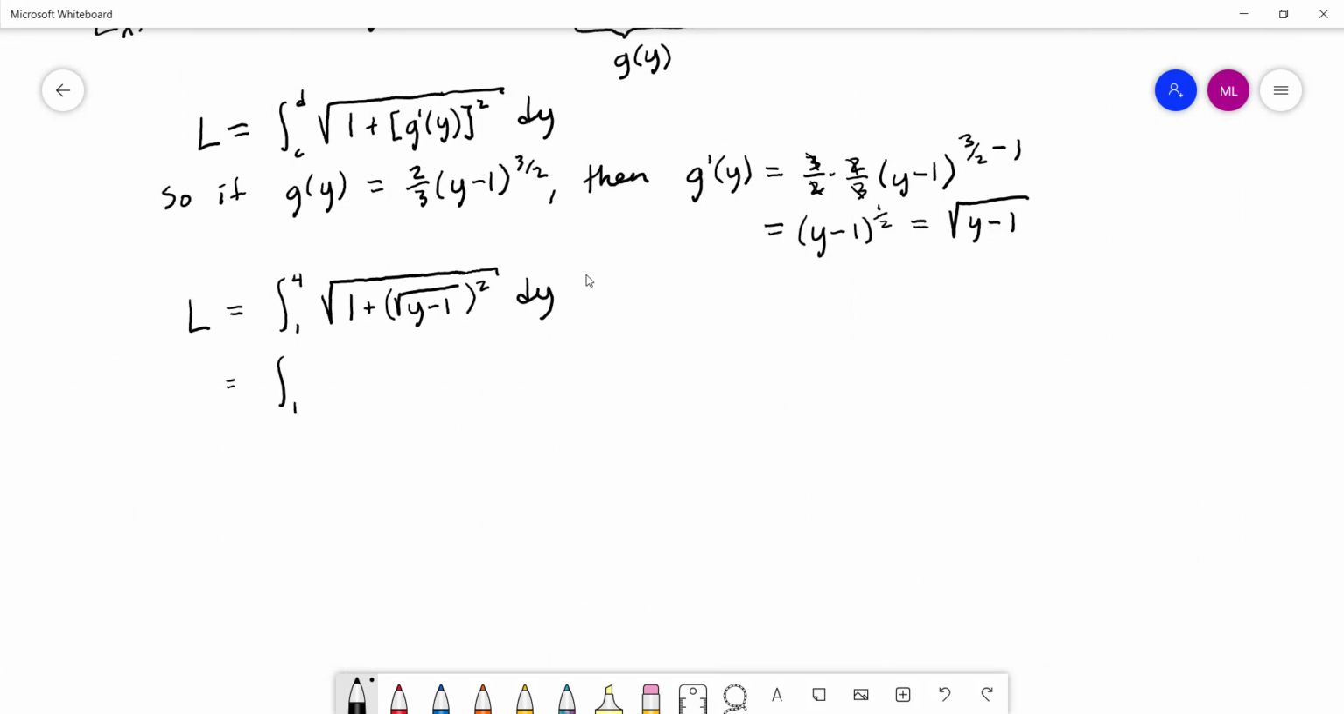I will have the integral from 1 to 4 times the square root of 1 plus, again, after I've squared that square root, I'll just have y minus 1 dy. I have a plus 1, a minus 1, they cancel, and this whole thing just boils down to the integral from 1 to 4 of the square root of y dy. Lo and behold, that's something we can do.